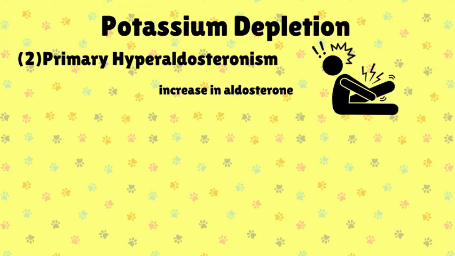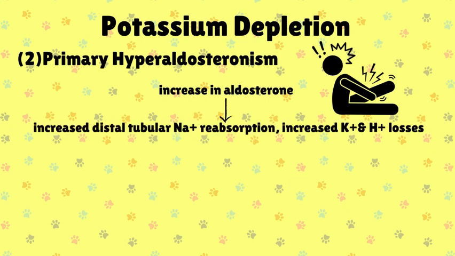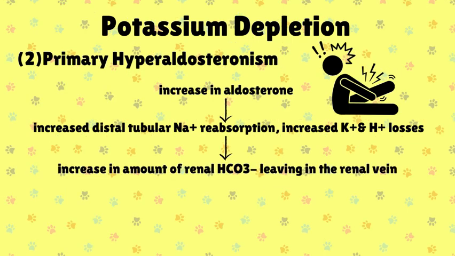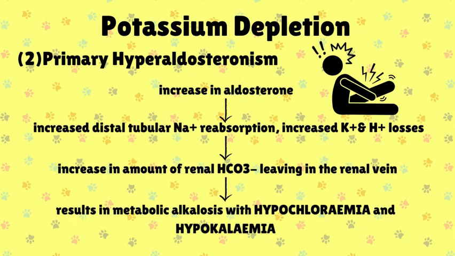Next, potassium depletion causes primary hyperaldosteronism. The increased aldosterone levels lead to increased distal tubular sodium ion reabsorption and increased potassium ion and hydrogen ion losses. Increased hydrogen ion loss is matched by increased amounts of renal bicarbonate ions leaving in the renal vein. The net result is metabolic alkalosis with hypochloremia and hypokalemia, often with an expanded ECF volume.